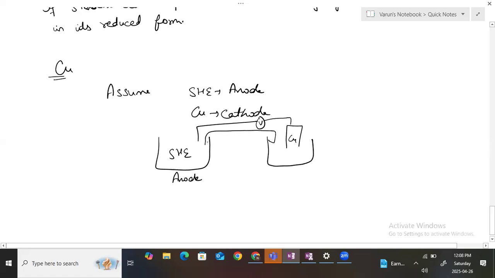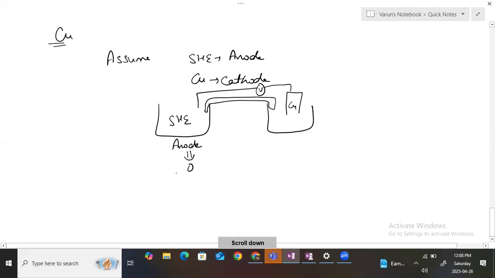Clear? Yes. I know that the liquid potential for hydrogen is 0. Got it? If I have to calculate the E naught of this cell, what will I write? E naught cathode minus E naught anode. Correct? Yes. The E naught anode is 0 because it is the SHE.